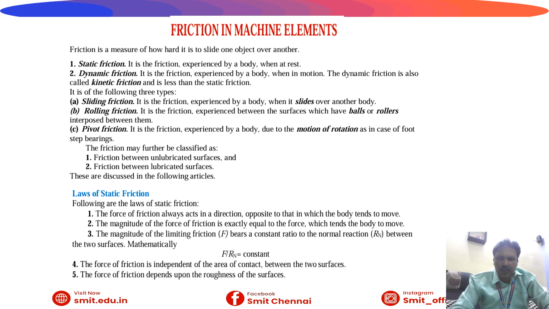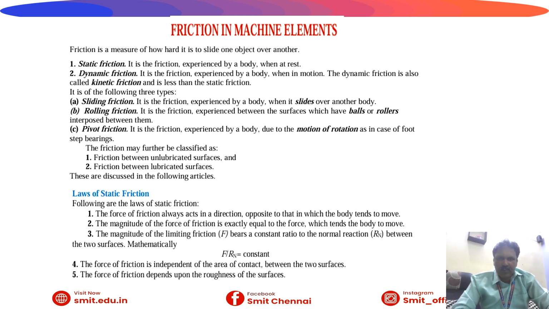First important topic, friction in machine elements. Why do we have to consider friction most in machine elements? Friction is a measure of how hard it is to slide one object over another. This is what is meant by friction. If it is very difficult to slide over another object, then friction is there.